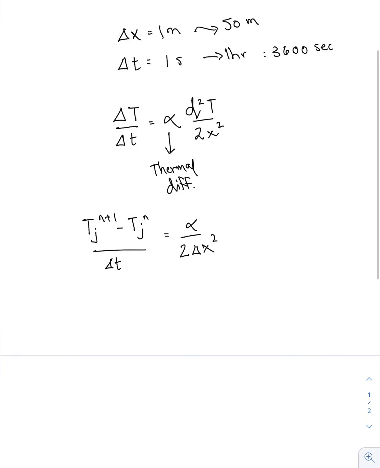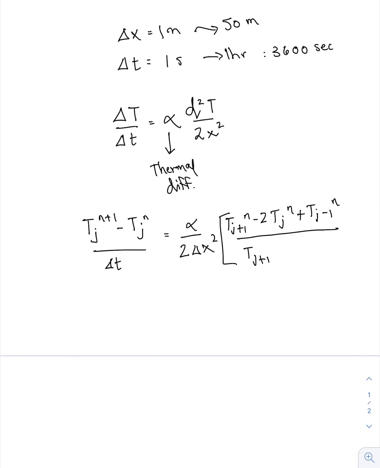And here, for the second derivative of the temperature, we'll have Tj plus 1 to the n minus 2 Tj to the n plus Tj minus 1 to the n, plus Tj plus 1 to the n plus 1 minus 2 Tj to the n plus 1 plus Tj minus 1 to the n plus 1.